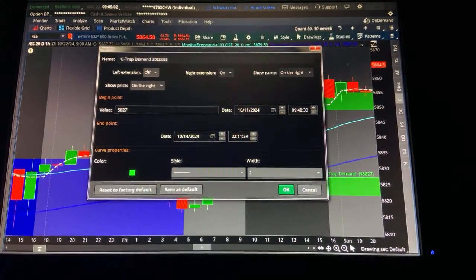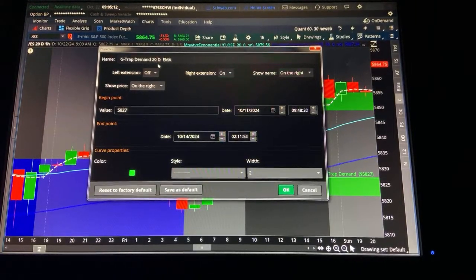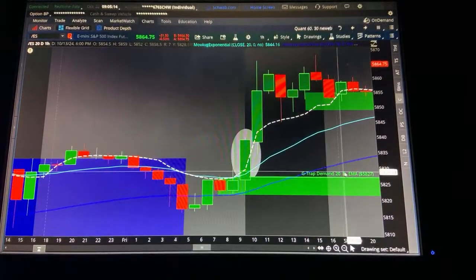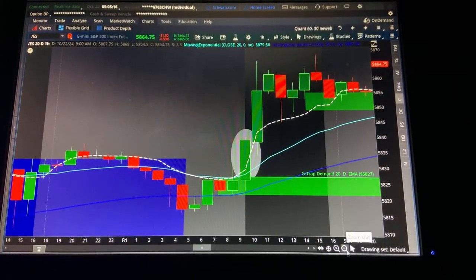And I'll put a D for daily. 20D EMA. All right, pretty decent there.